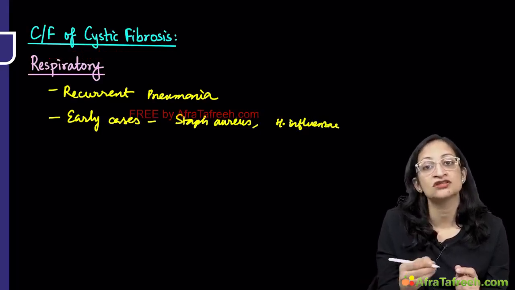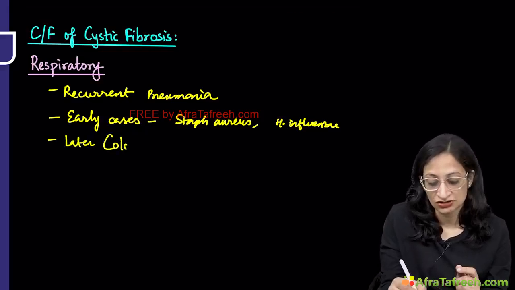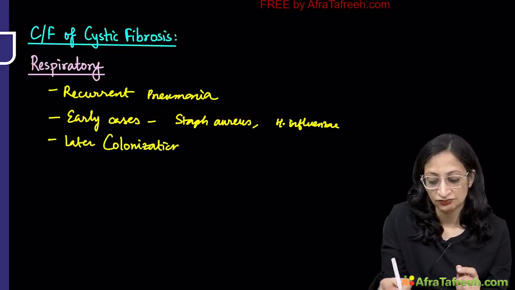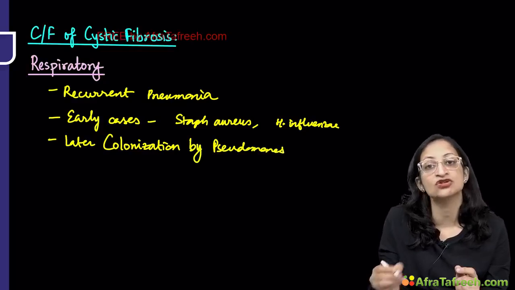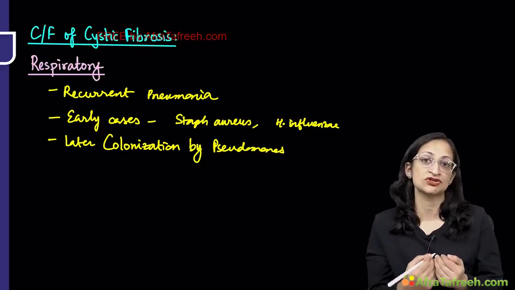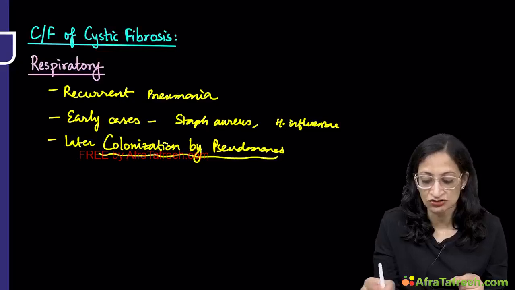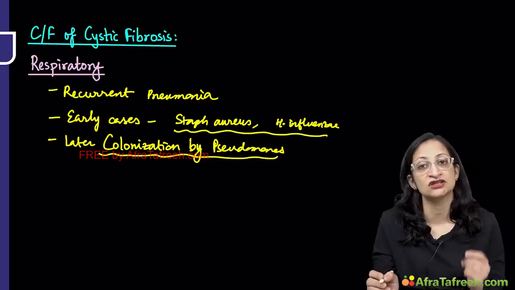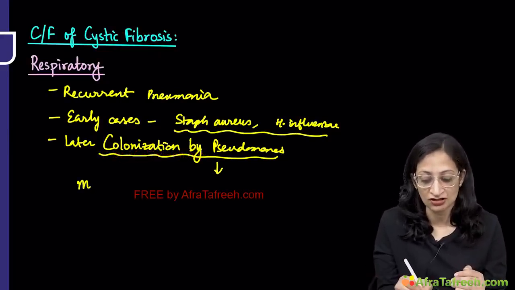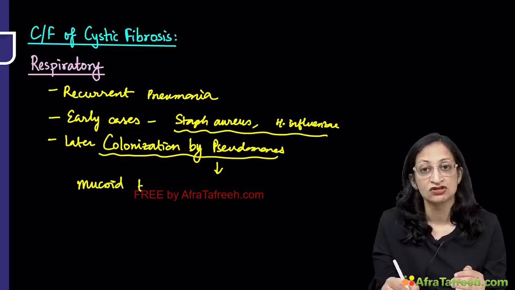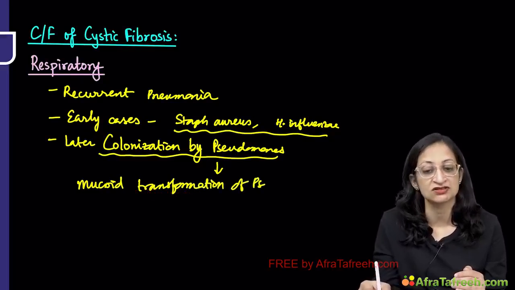Later, colonization by Pseudomonas occurs. And slowly with time what happens, these Pseudomonas undergo mucoid transformation to survive in the cystic fibrosis patient's airways. So initially we said infection by Staph aureus or H. influenzae, then colonization by Pseudomonas, and then this Pseudomonas undergoes mucoid transformation to survive in the CF airways. So mucoid transformation of Pseudomonas so that it survives in the airways.